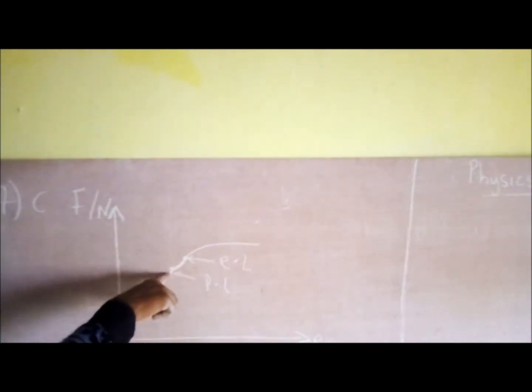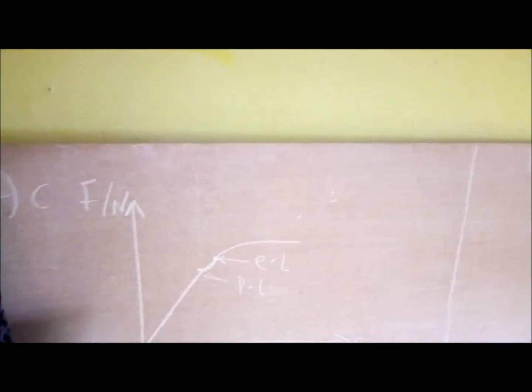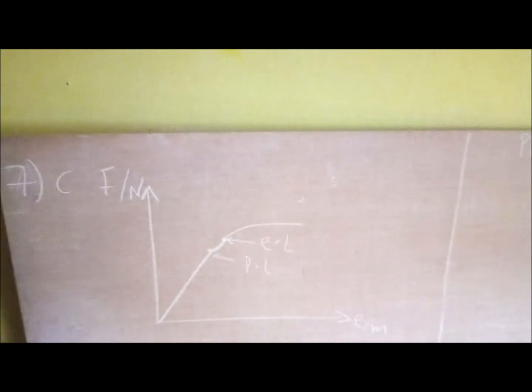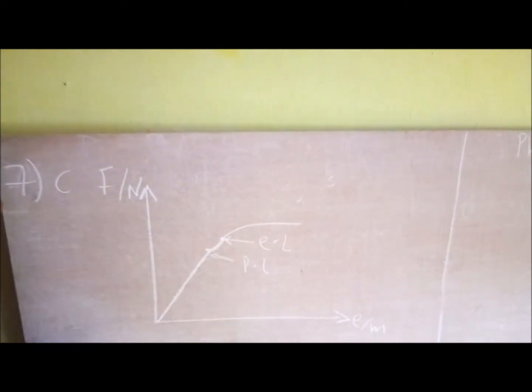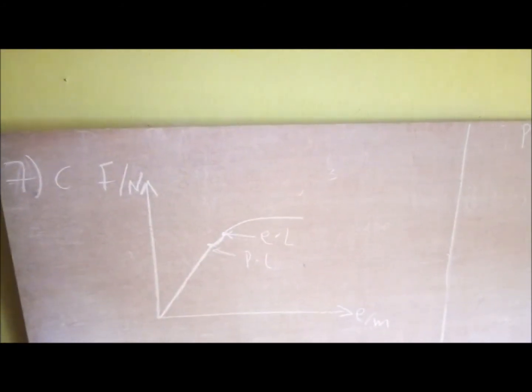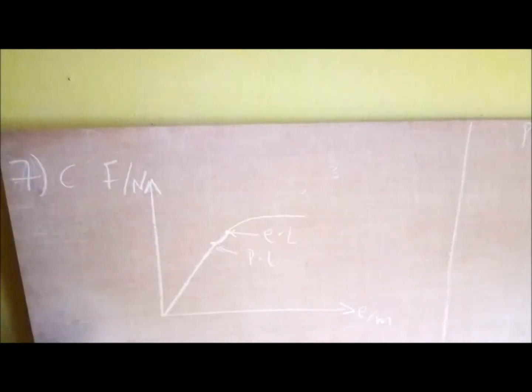At the point of proportionality, the material can still regain its original shape. But at the elastic limit, the material can no more regain its original shape if it exceeds the elastic limit. Okay. Question 7.